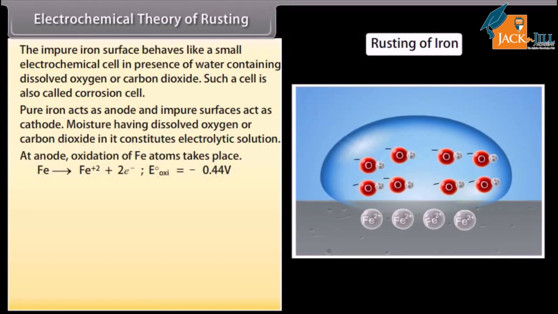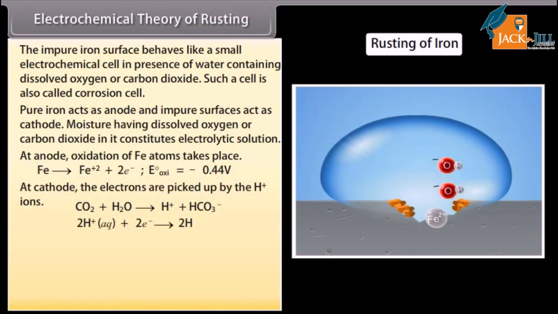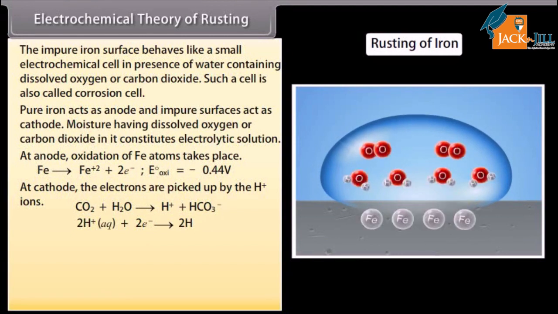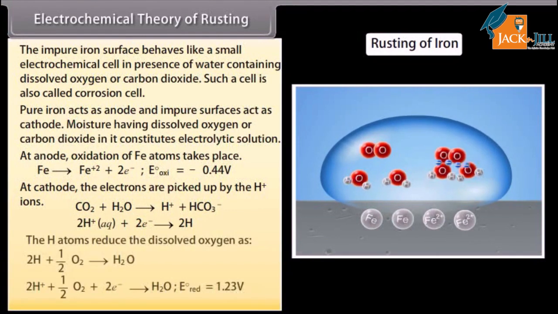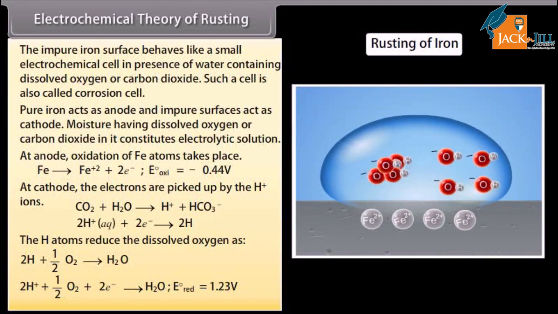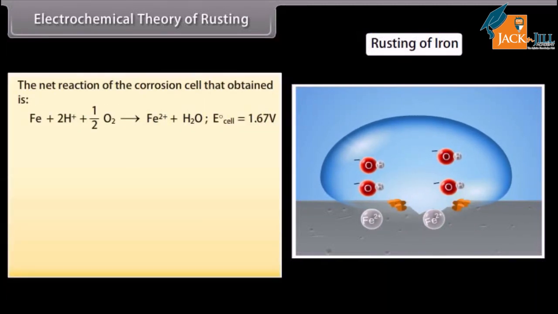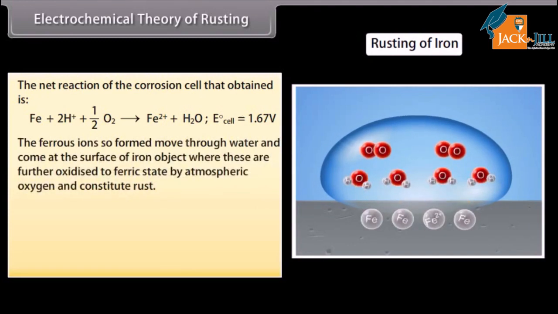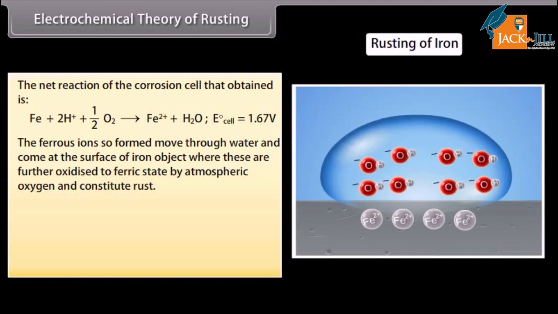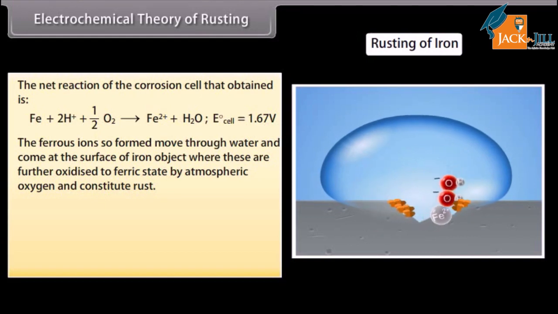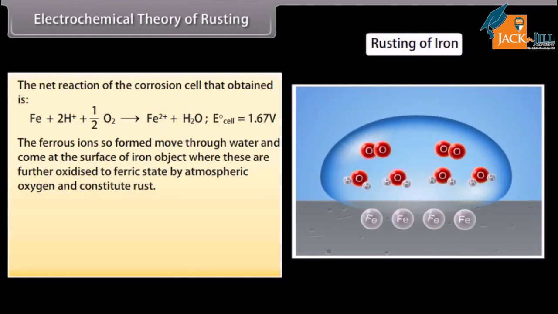At anode, oxidation of iron atoms takes place. At cathode, the electrons are picked up by H+ ions. The hydrogen atoms reduce the dissolved oxygen. The ferrous ions so formed move through water and come at the surface of iron object, where these are further oxidized to ferric state by atmospheric oxygen and constitute rust.